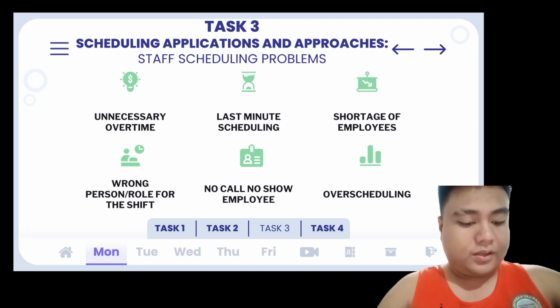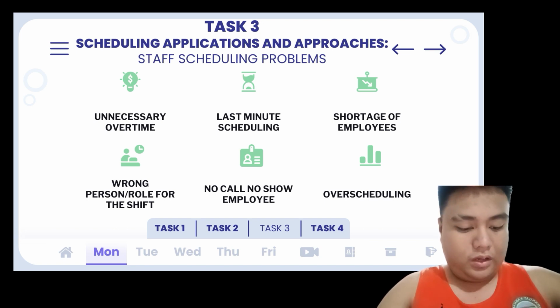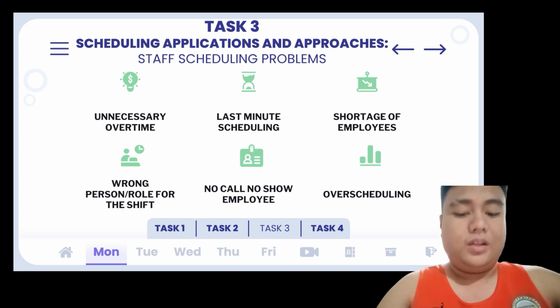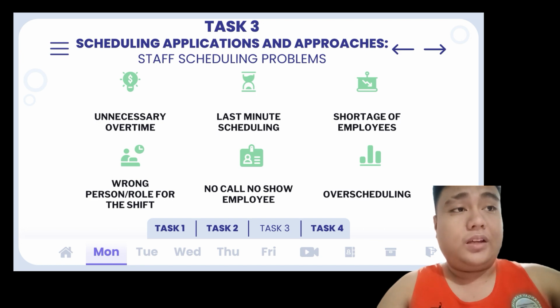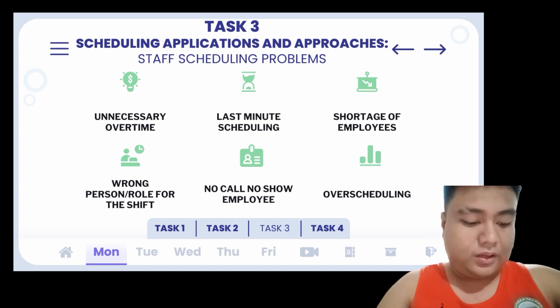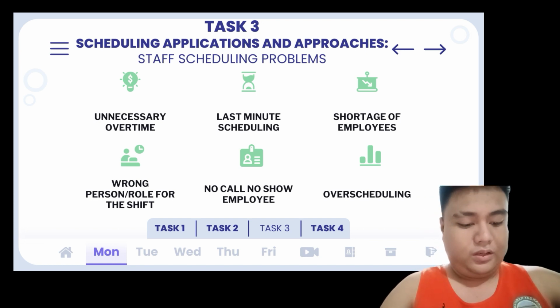Next, no call or no show employee. Ito yung absent lang, tsaka hindi pag-inform sa head niya ng hindi pagpasok at hindi pag-text or pag-email sa isang trabaho. Next is overscheduling.